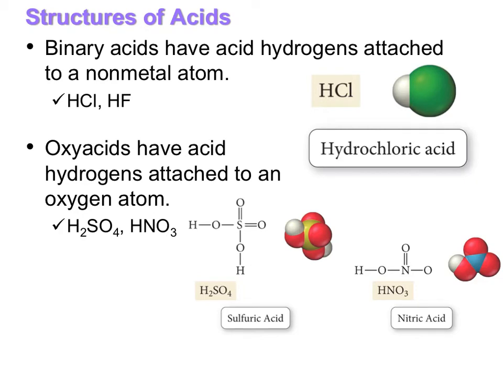When you learned about naming acids in Chem 1, you learned that there's two. We have binary acids and oxyacids. Binary acids have hydrogen and a halogen. Even though we don't say it's a nonmetal, it's usually a halogen. Oxyacids have hydrogens and a polyatomic ion that has oxygen in it. So a polyatomic ion like sulfate, polyatomic ion like nitrate.